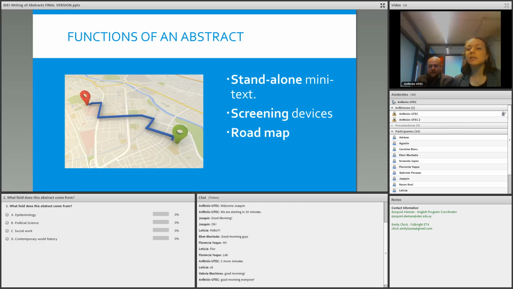And they can also be screening devices. So this is going back to the idea that they're gatekeepers. Abstracts will help a researcher or student to tell a useful article from one that doesn't serve purposes for the study they're doing. And they can also serve as a roadmap. So that's laying out what will be presented in the full article so they know what to expect in every section and can understand that going in.